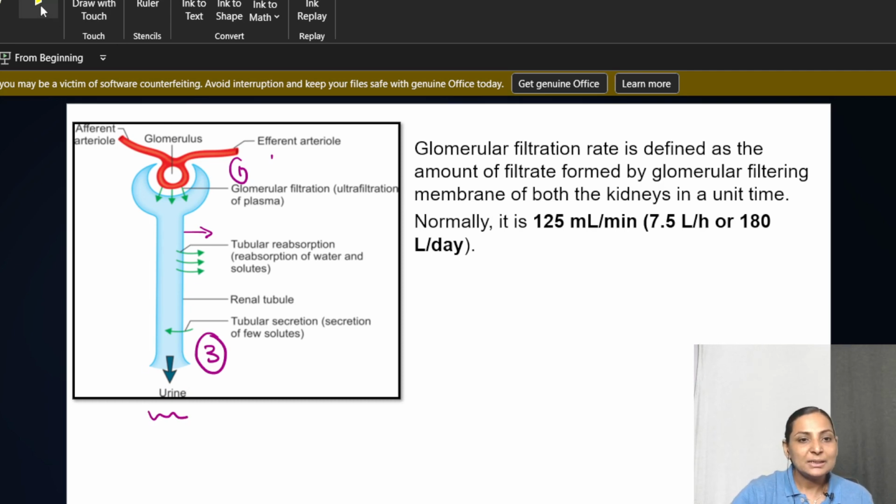So as we know that the question is on GFR, you need to define it. GFR or the glomerular filtration rate is defined as the amount of filtrate formed by the glomerular filtering membrane of both the kidneys in a unit time. The normal value is 125 ml per minute, that is 180 liters per day, which is also asked as an MCQ. So start your answer with definition and with introduction.